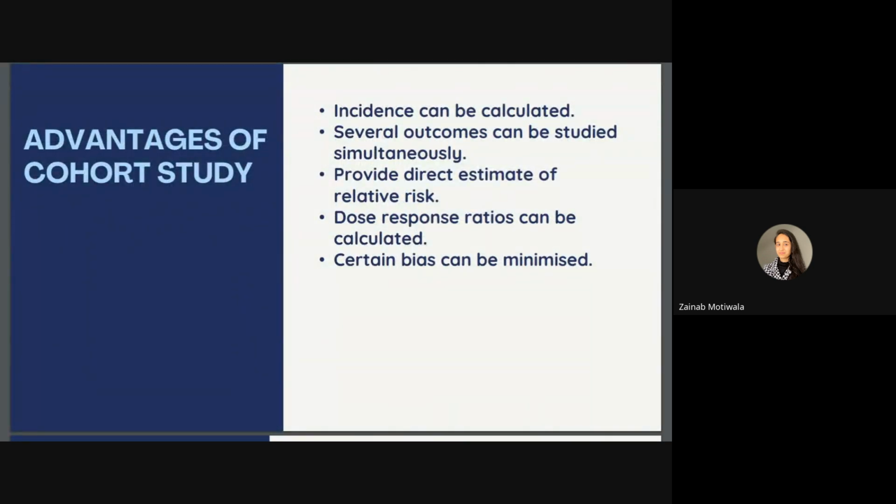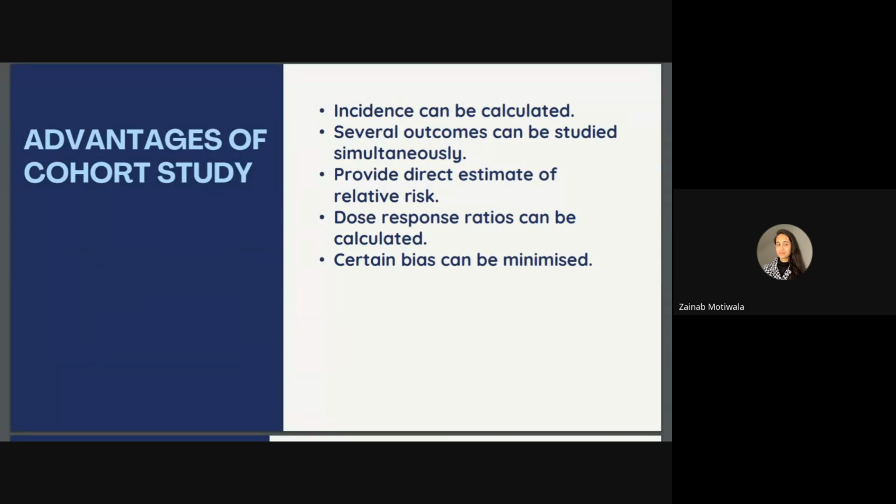Now we're coming to the last section of our session, where we'll be talking about the advantages of cohort study design. One of the biggest advantages here is we can actually calculate incidence, because we're looking at formation of disease over a period of time. We're following up patients over a period of time to see formation of disease, and therefore incidence can be calculated. And we can look at several outcomes at the same time. We could probably look at the development of some other disease as well.